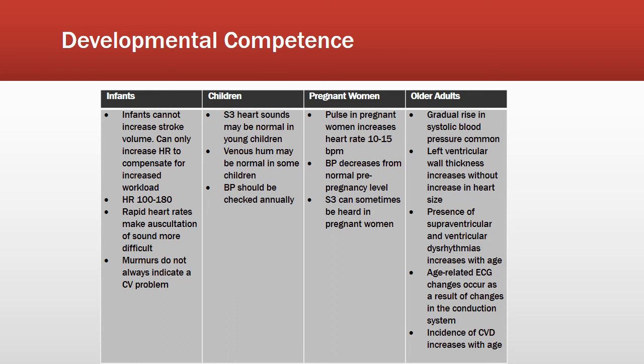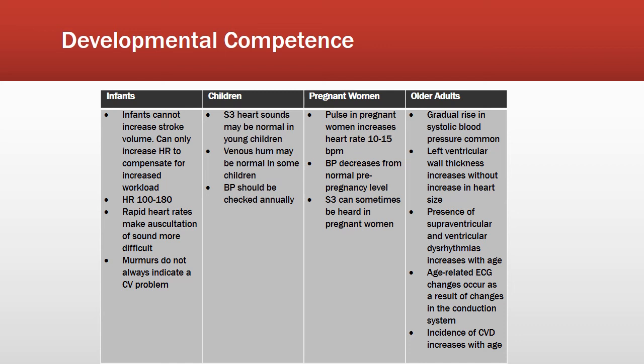With pregnant women, the pulse rate increases during pregnancy by 10 to 15 beats per minute, and blood pressure decreases from normal pre-pregnancy levels. So if you have a pregnant woman who has increased blood pressure, then that might indicate a problem such as preeclampsia. Also, S3 heart sounds can be normal in some pregnant women.